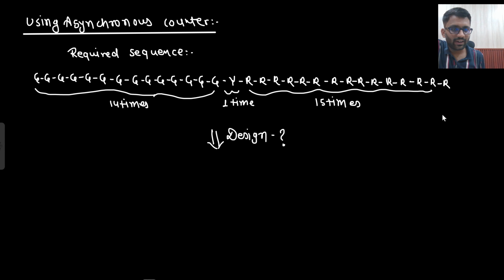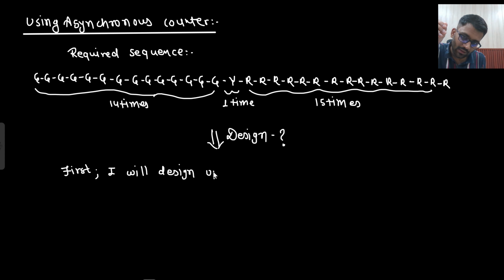So which sequence is required? This sequence is required: green, green, green, yellow, red, red, red. This you have already understood. So what do we do in an asynchronous counter? We will design either an up counter or a down counter. We have solved all the examples using an up counter only. So here I am going to design an up counter only.